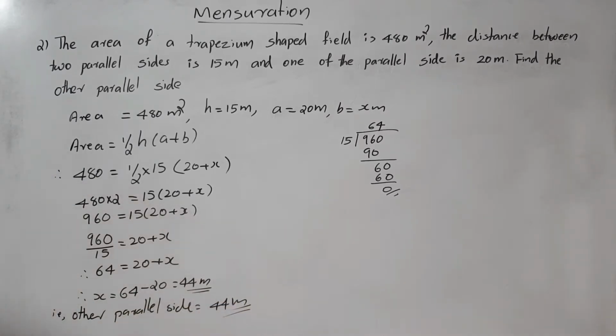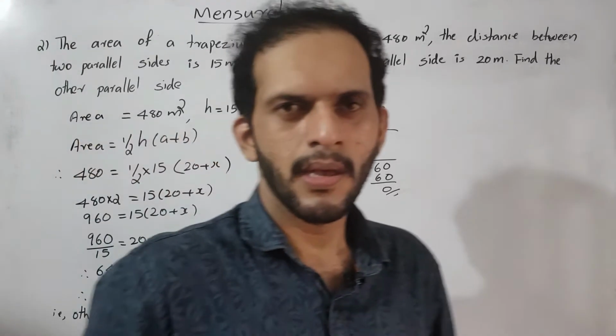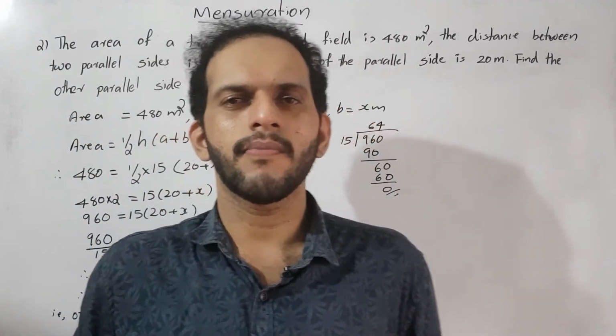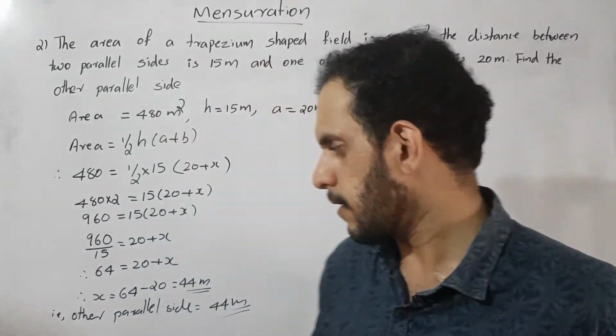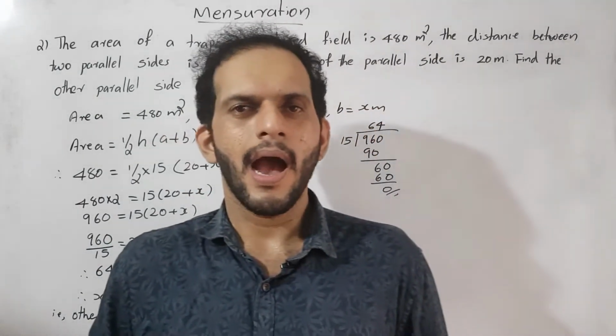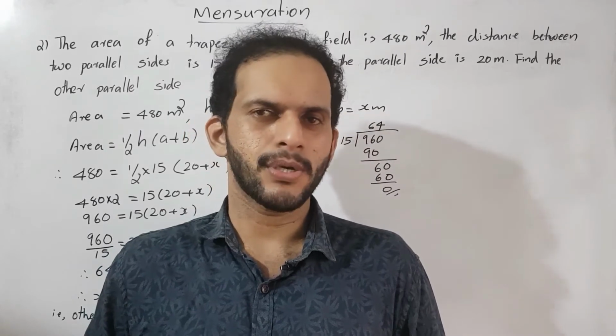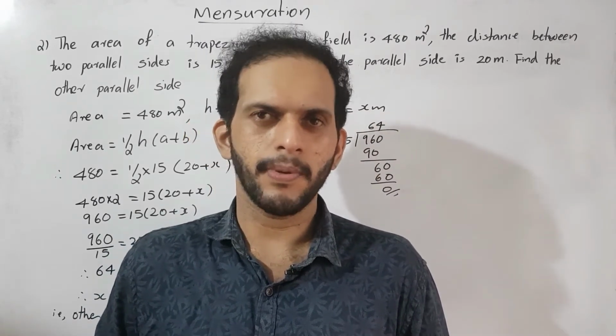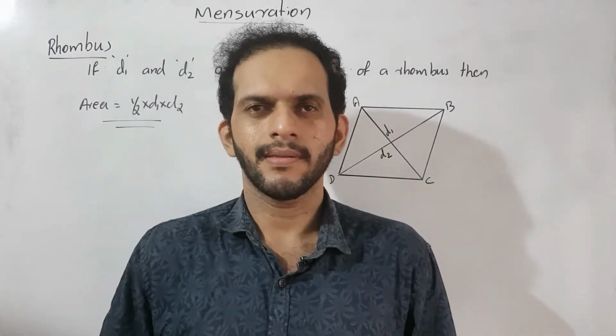Okay, so what is 44? 44 is the value of the other parallel side. So we got it. What is the value of the other parallel side of this trapezium? Yes, the other parallel side of this trapezium is equal to 44 meter. Okay, I think you got the idea about the applications of the area of a trapezium. Here we are discussing the next one.